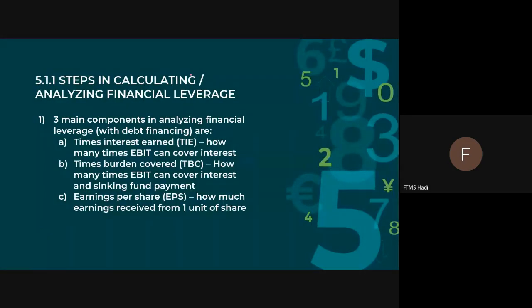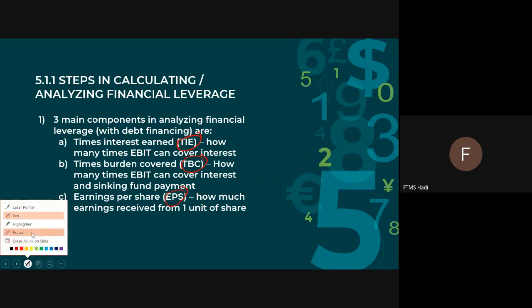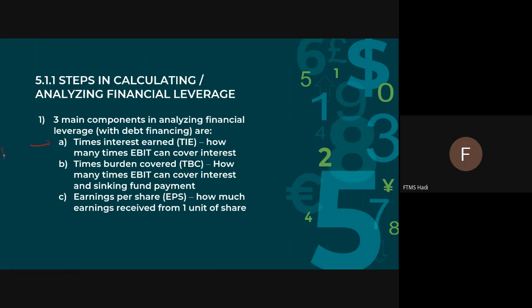Steps in calculating and analyzing financial leverage. Usually they will calculate these three first: TIE, TBC, and EPS. The three main components in analyzing financial leverage with debt financing are TIE, TBC, and EPS. TIE means times interest earned. This one is more on debt, or liability, because it has an element of interest. Remember, if a company borrows money from a financial institution, they need to pay interest.